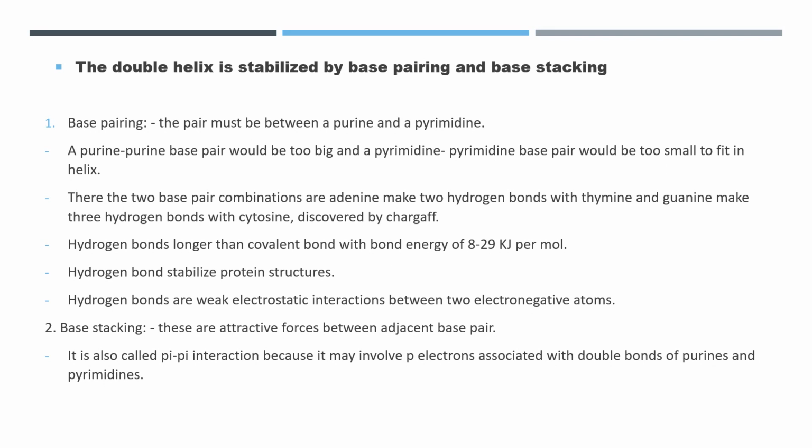Hydrogen bonds are longer than covalent bonds, with bond energy of 8 to 29 kJ per mole. Hydrogen bonds stabilize protein structures. Hydrogen bonds are weak electrostatic interactions between two electronegative atoms. Second, base stacking. These are attractive forces between adjacent base pairs. It is also called pi-pi interaction because it may involve pi electrons associated with double bonds of purines and pyrimidines.